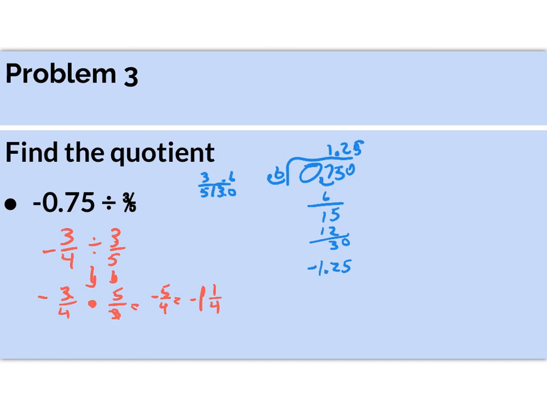And we've seen in previous videos that 4 into 1 gives us 2, 8, 20, and gives us 5. So 1/4 is equal to 0.25. So the answer is the same both ways.